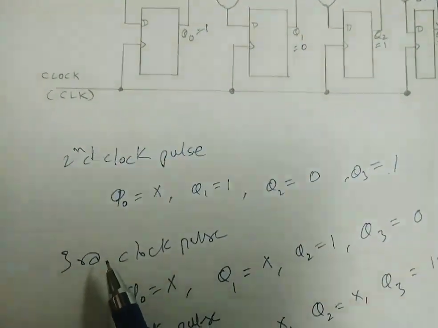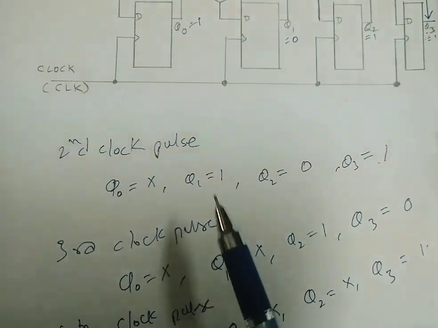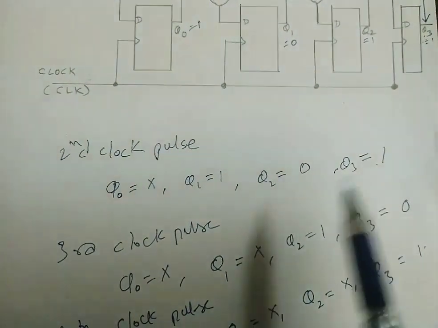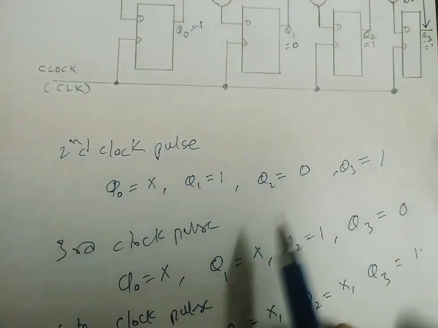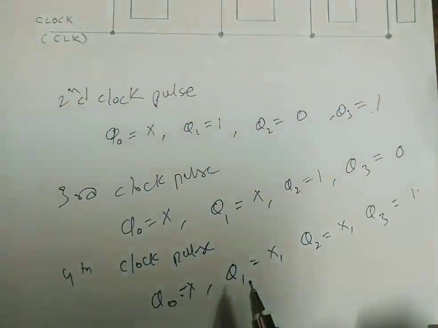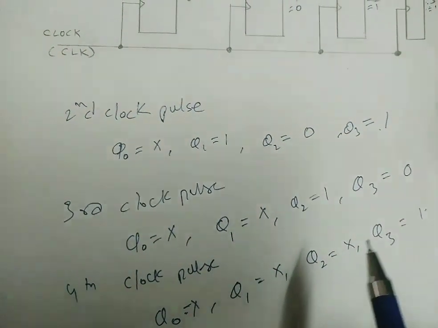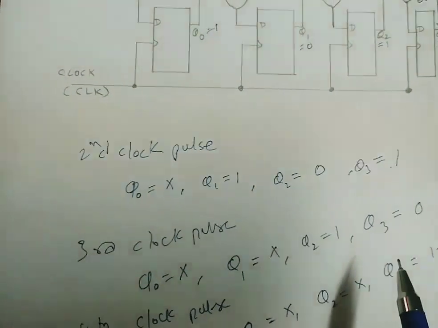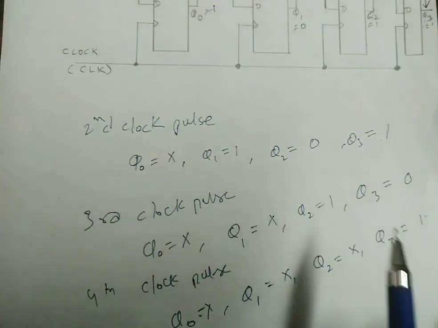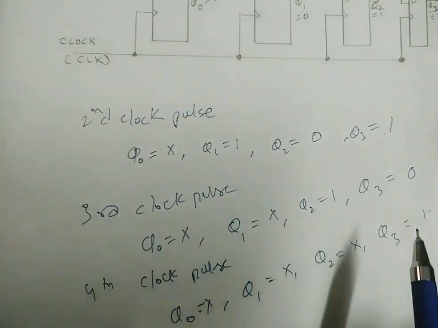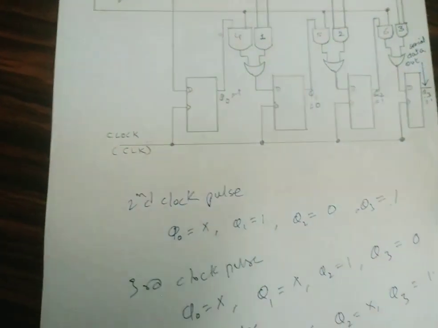Similarly, in the third clock pulse, the bits will shift one by one, in this manner. In the fourth clock pulse, we can see that Q0 will be nothing, Q1 will be nothing, Q2 will be nothing, and Q3 will finally hold 1, and that is the main serial output available. So this is all about the parallel in serial out shift register.